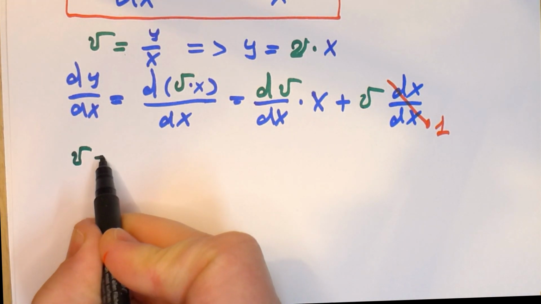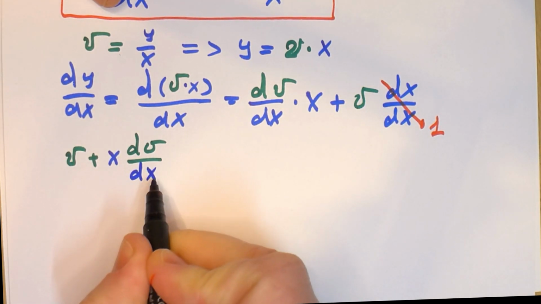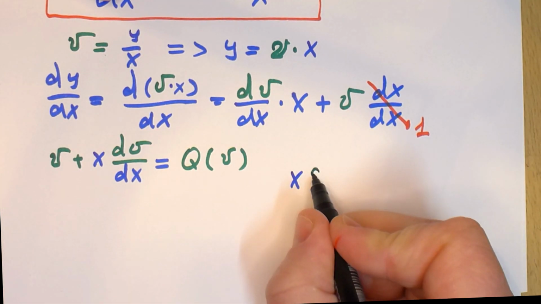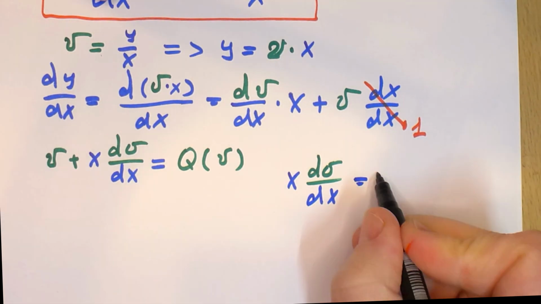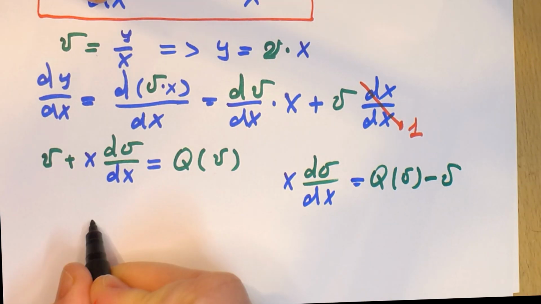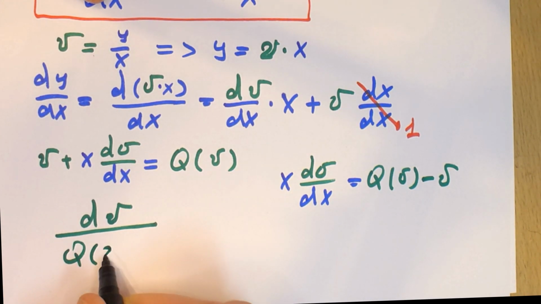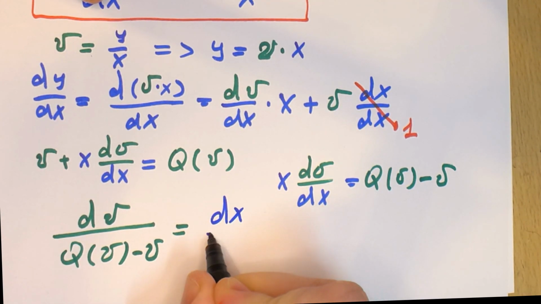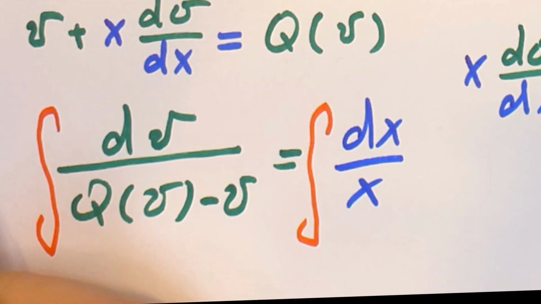We can write that v plus x dv over dx is equal to q(v). This is our new equation with the substitution of v. So let's rewrite it. It will be x dv over dx is equal to q(v) minus v. And one more modification, we can write dv divided by (q(v) minus v) is equal to dx divided by x. And now we can put the integration sign and say that we've solved this homogeneous differential equation.